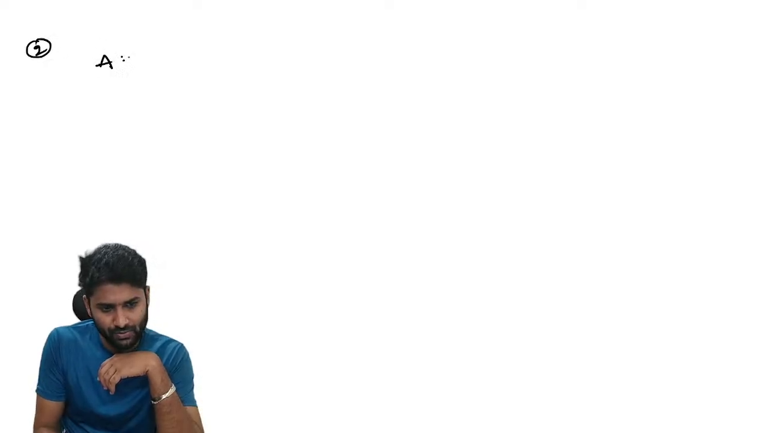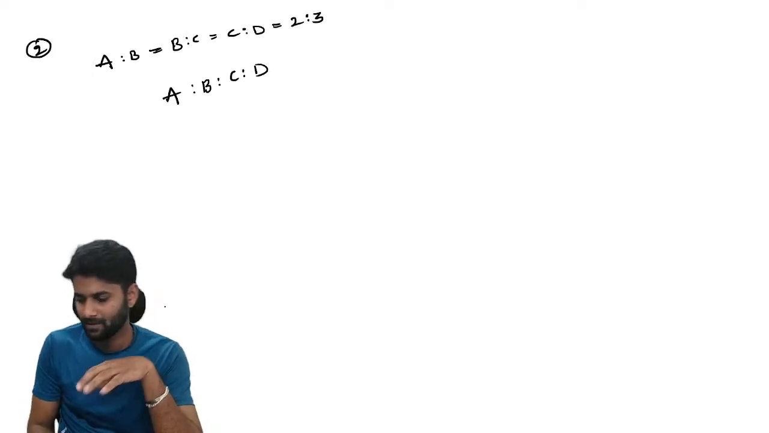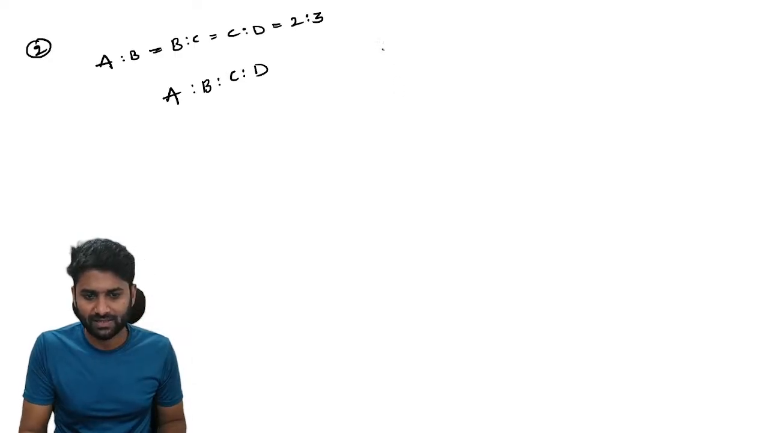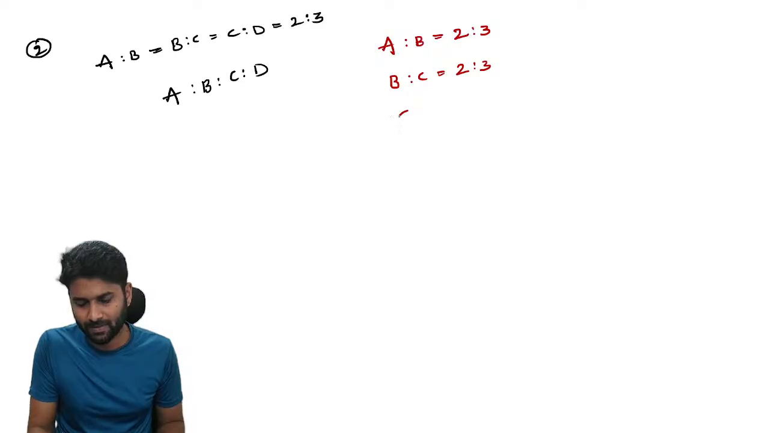If A is to B is equal to, B is to C is equal to, C is to D is equal to 2 is to 3. Now you have to identify what is the ratio of A is to B is to C is to D. Let us take this calculation. A is to B is equal to 2 is to 3. B is to C is equal to 2 is to 3. C is to D is equal to 2 is to 3.